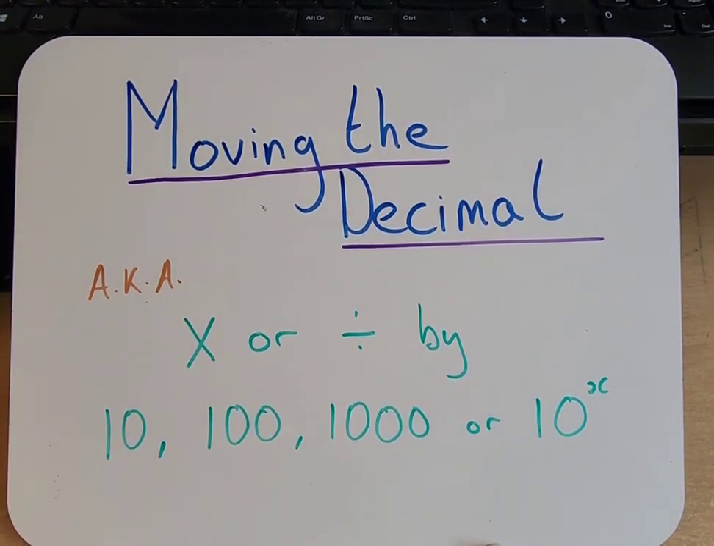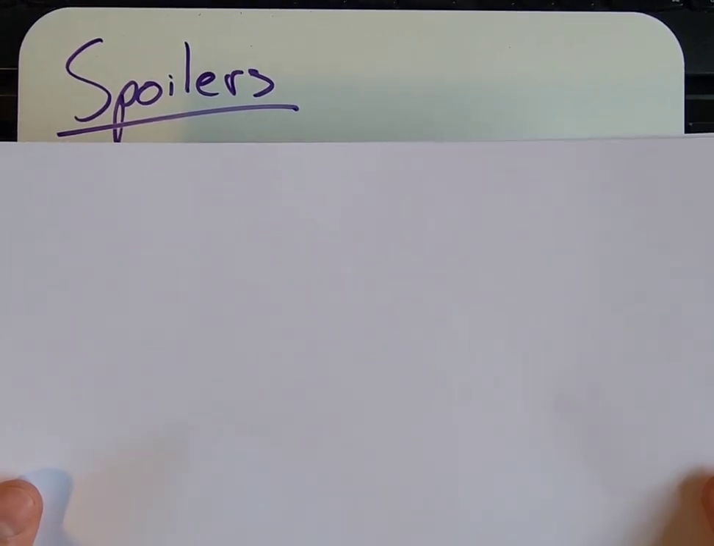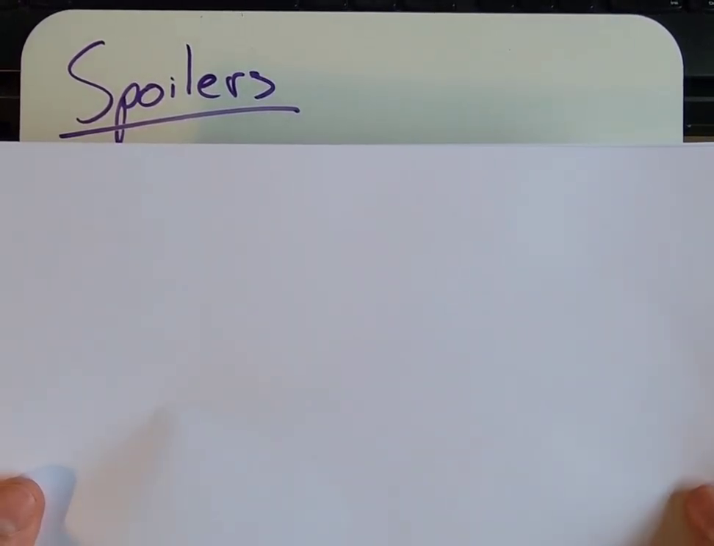Hey, and welcome to a more concise explanation of moving the decimal, also known as multiplying or dividing by 10, 100, or 1000, which is what you'll normally be doing, but really this can be 10 to the power of anything. I did say this is going to be a concise version, so I thought I'd start off with some spoilers.